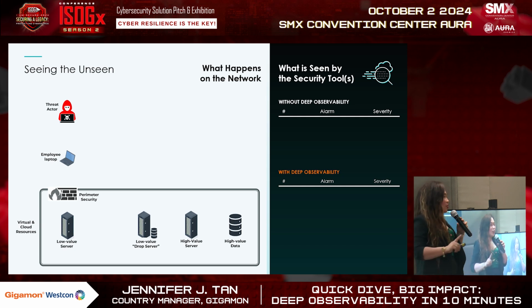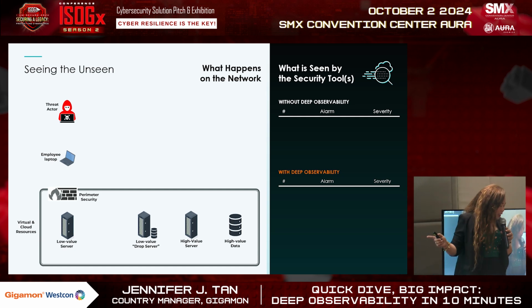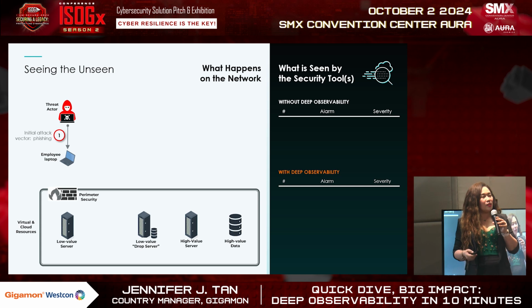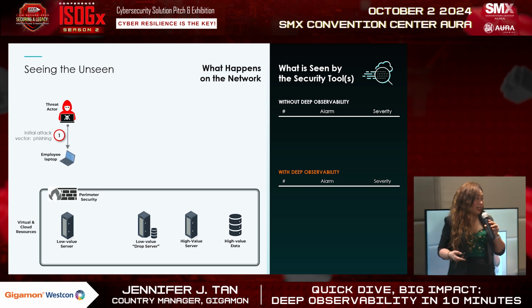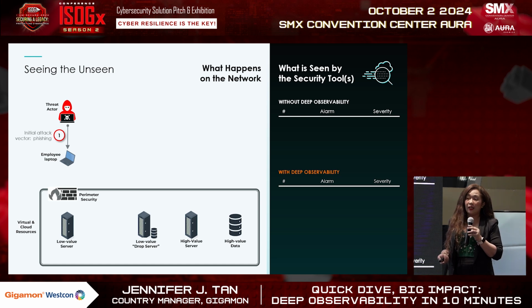But I would like you to see on the right-hand side of the screen the alerts that would come out, comparing the tools that have deep observability and those that do not. Okay, so let us start. So the cyber security attack or ransomware attack usually happens when a threat actor gains access to a corporate laptop, right? That could be through phishing or credential harvesting. Well, some of you might have thought that endpoint security could have detected it, but that's not usually the case.